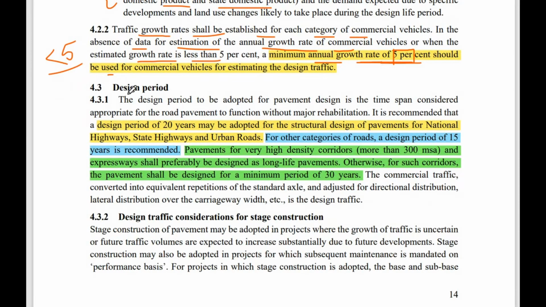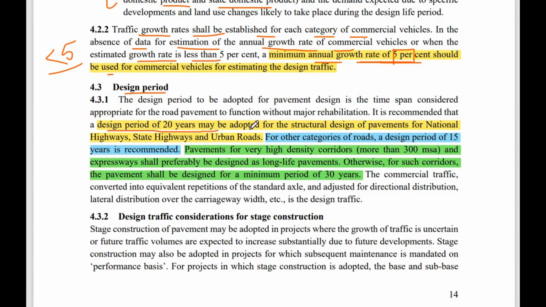Next, let's move to the next point, 4.3 design period. Here they have said that the design period of 20 years may be adopted for the structural design of pavement on the national highways, state highways and urban highways. And for the rest of the categories of road, the design period of 15 years is recommended. The pavements for a very high density corridor more than 300 MSA. What is MSA? MSA is million standard axles. And the expressways shall preferably be designed as long life pavement. Otherwise, for such corridors, the pavement shall be designed for a minimum period of 30 years.